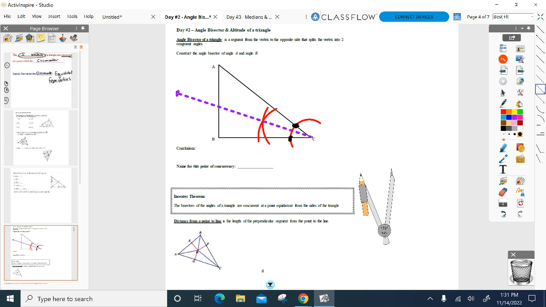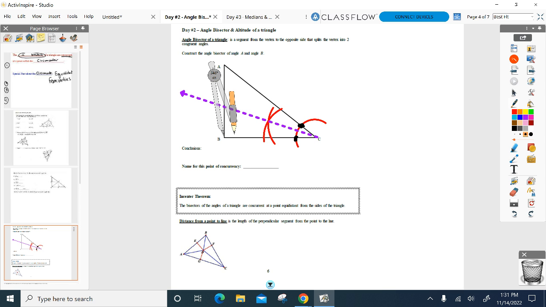Take your compass, put it on vertex B. Make sure you start keeping track of your arc marks here, because some of you guys make them so large that they all of a sudden intersect previous angles. Same thing, make one arc through angle B. And then from those 2 points of intersection, 2 more arc marks out ahead of the first.